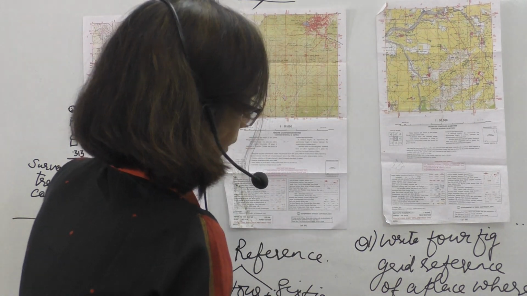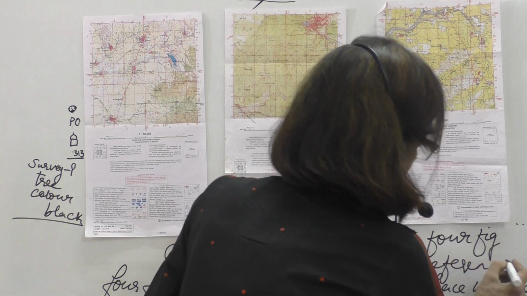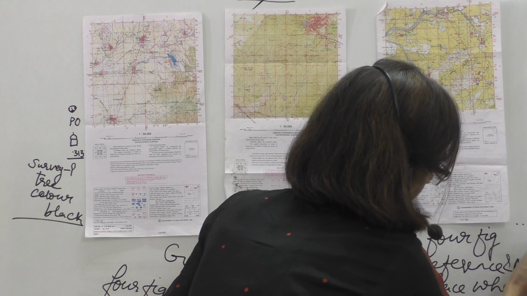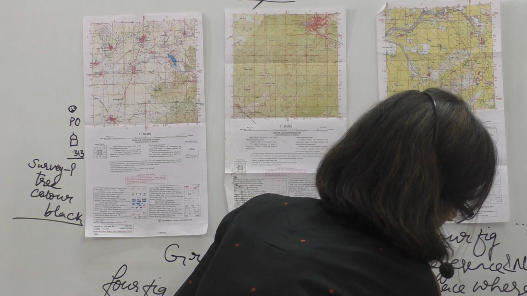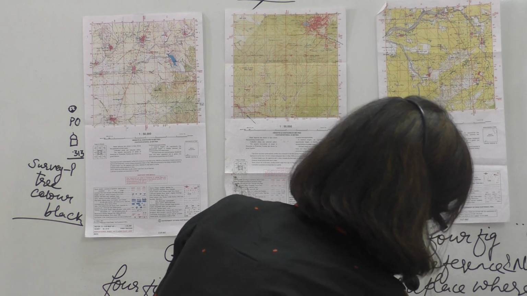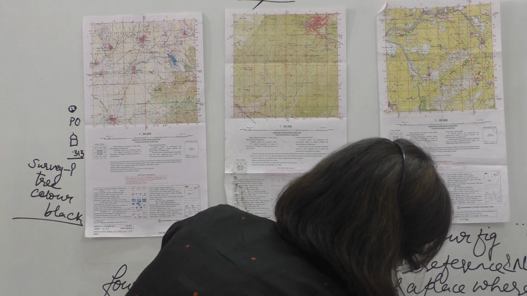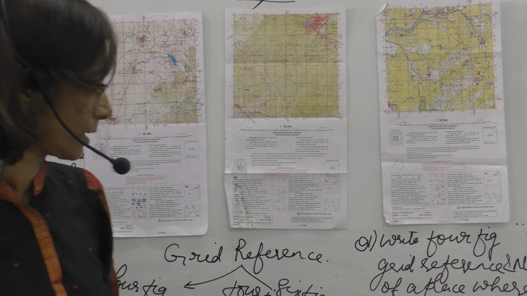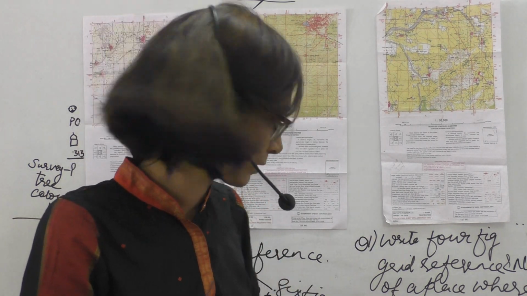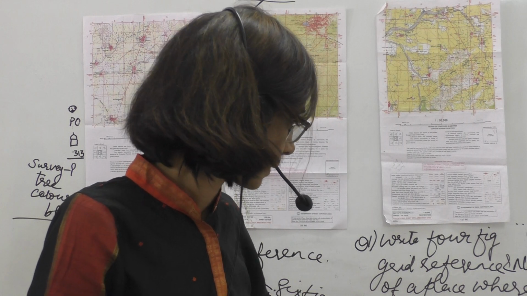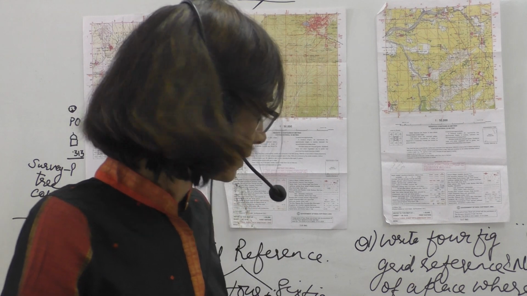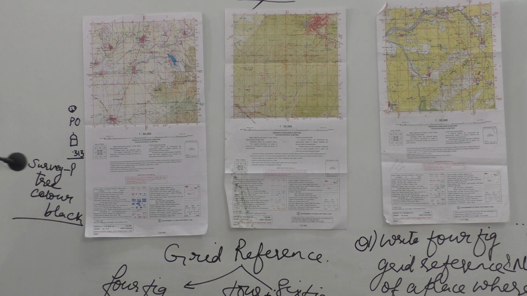They may ask you to write the 4 figure grid reference and name. So if it is a 1 mark question, it will be divided into half plus half. 0308, you have to write Marol. Otherwise you lose your half mark there. So you'll have to be careful about how you attempt the question. It's a 20 mark topo sheet where you need to read very thoroughly what you are understanding. So for such types of questions you need to be careful.